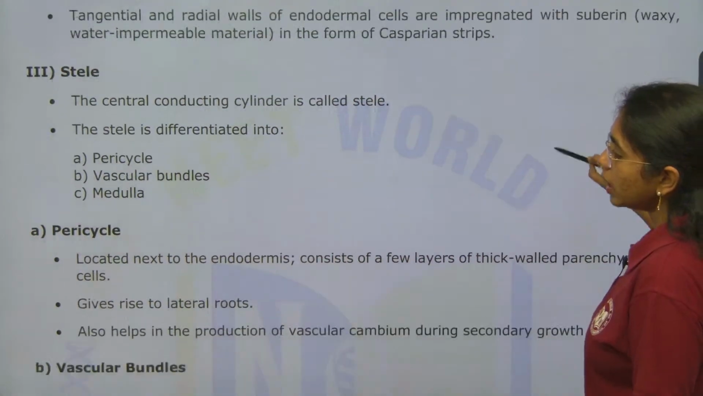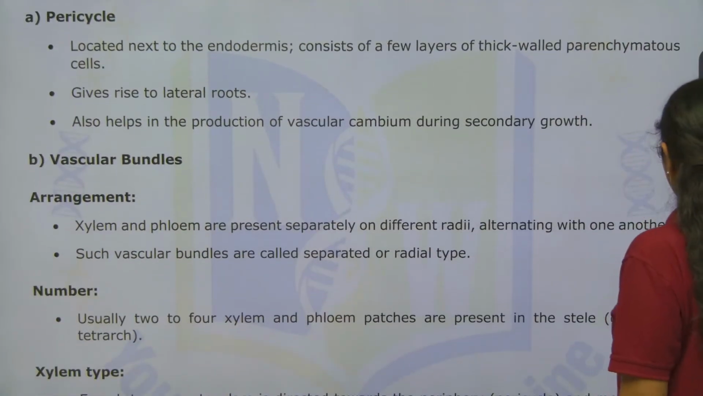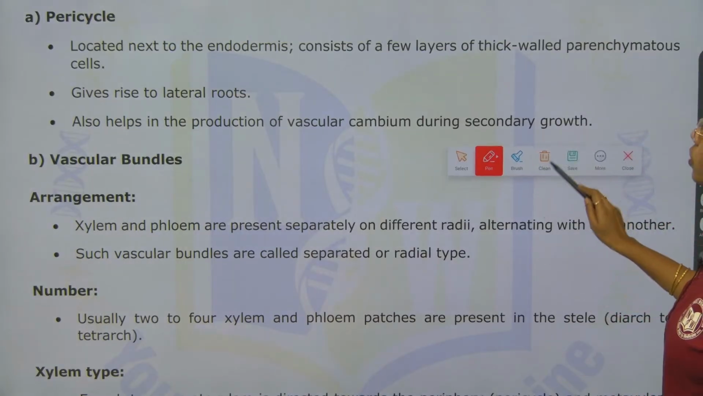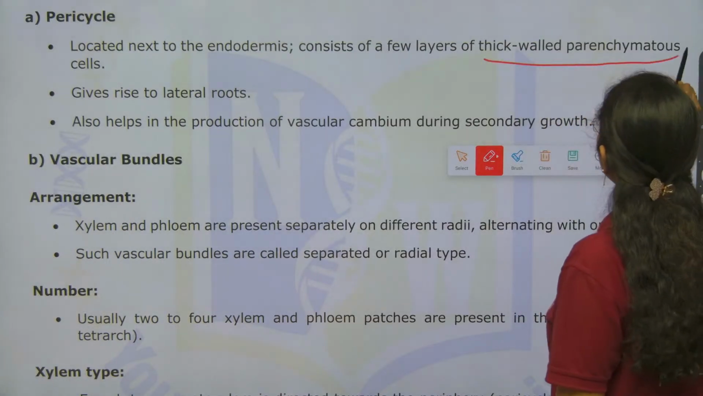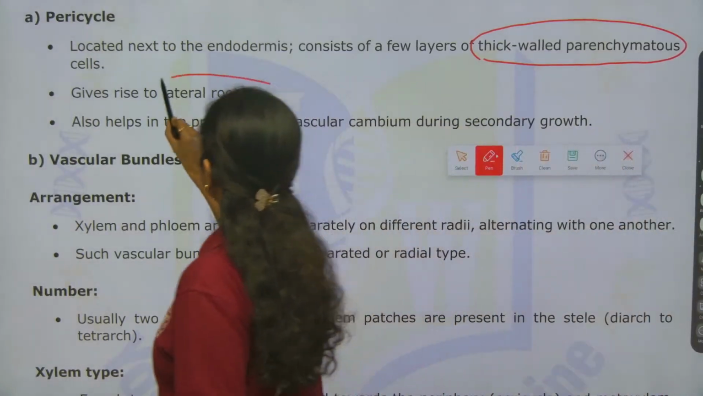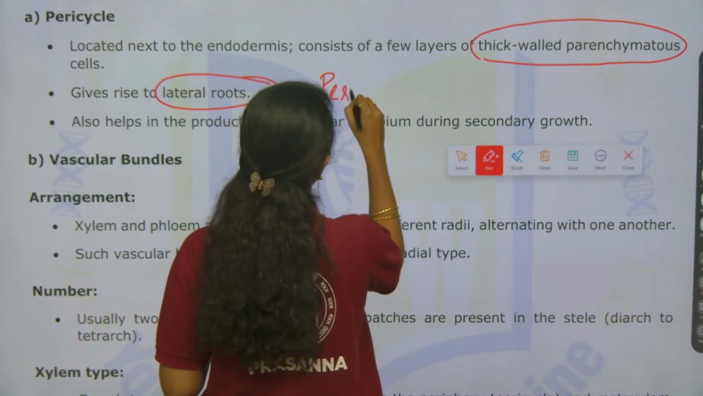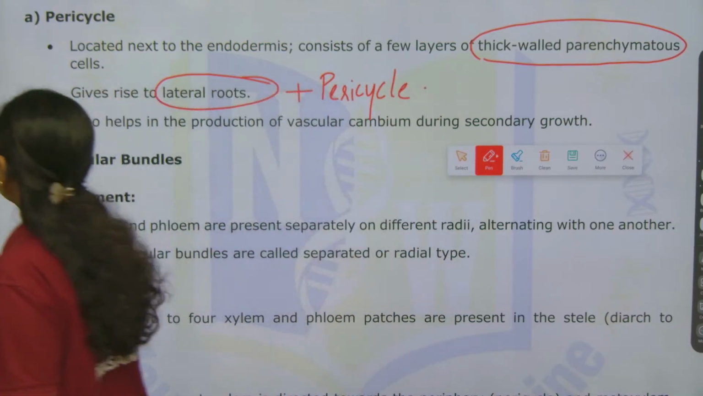And then you see pericycle. This is located next to the endodermis. Okay, pericycle is located next to the endodermis. This consists of a few layers of thick walled parenchymatous cells. This gives rise to lateral roots, and you can include pericycle as well. Fine. This includes pericycle as well.